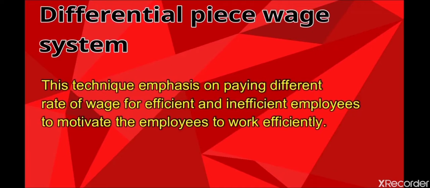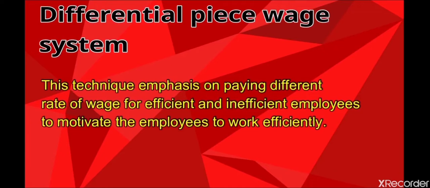for efficient and inefficient employees to motivate the employees to work efficiently. In a simple way, we can say that in this system, two different wage rates are used. One is the high wage rate and the other one is the lower wage rate. Those workers who are able to produce the standard number of units within a fixed duration are paid the high wage rate because they are efficient and they are able to meet all the requirements of the company.